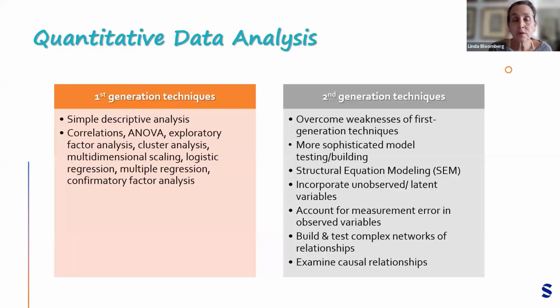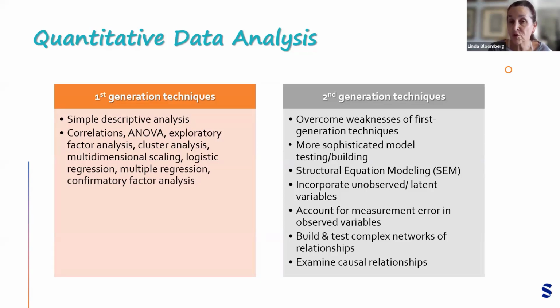Quantitative data also involves first-generation techniques and second-generation techniques. First-generation techniques are simple descriptive analysis, correlations, analysis of variance, ANOVA, exploratory factor analysis, cluster analysis, multidimensional scaling, logistic regression, multiple regression, confirmatory factor analysis, etc. Second-generation techniques overcome the weakness of first-generation techniques. They're much more sophisticated in terms of model testing and model building.